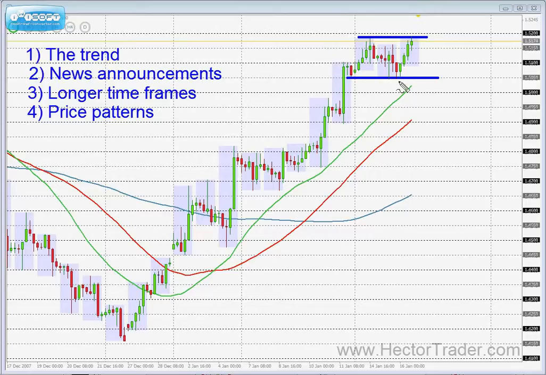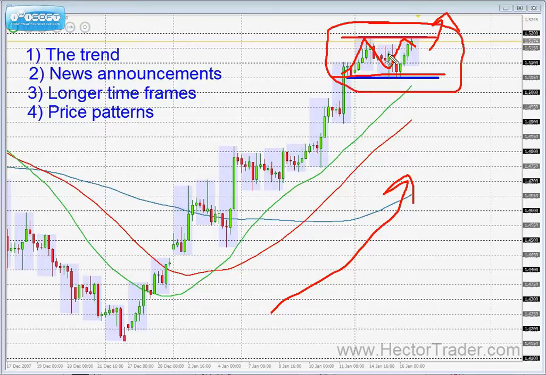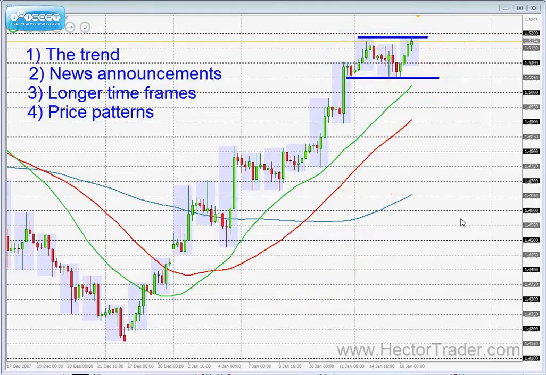What I will say, nonetheless, is that whenever I see a congestion area, sideways, horizontal price action, in an uptrend, the way I personally trade it is only if the breakout takes place to the upside. If the congestion area breaks out against the trend, I will not consider trading that breakout. But like I say, I don't want to get too much into that. I will let you dig as deep as you want into price patterns in chapter number 2.